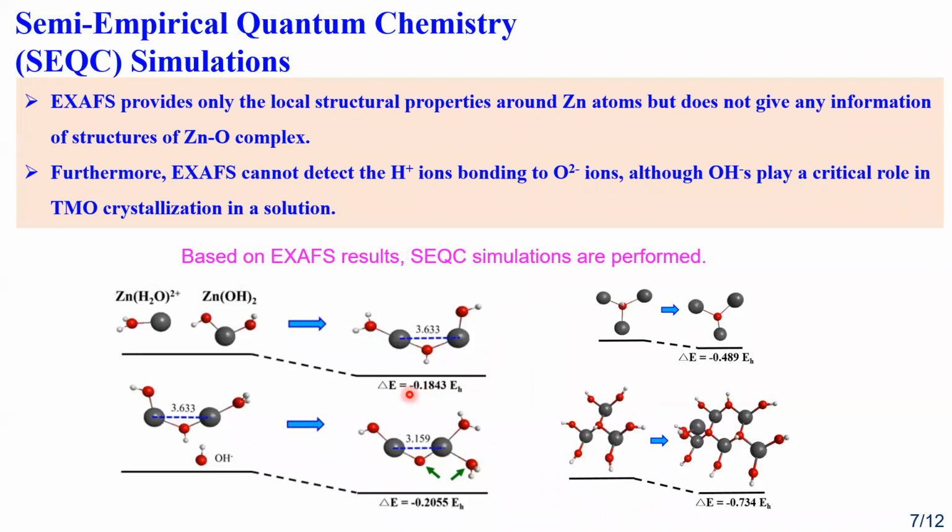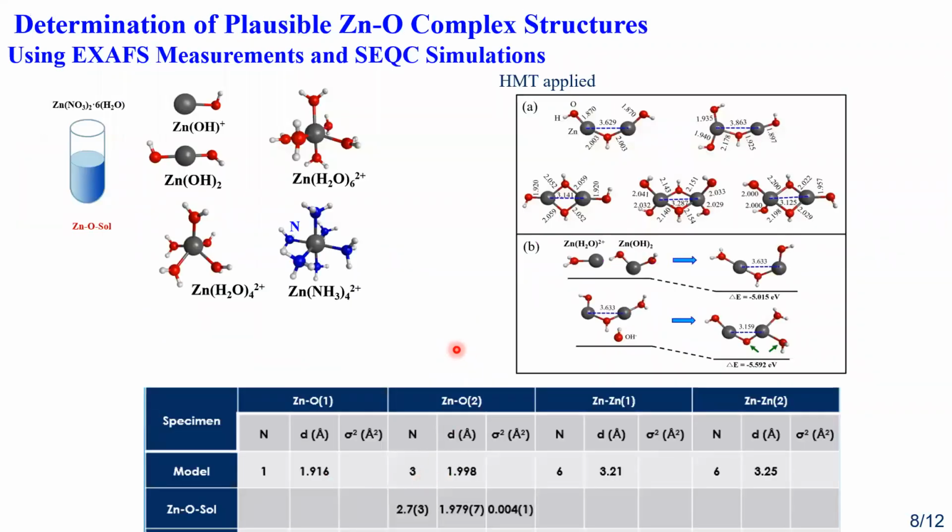This is just an example of that SEQC simulation. Zinc and oxygen molecules come together, then they bind to each other by reducing the energy and form this kind of structure. And when OH reacts with this zinc complex, it also reduces the total energy, and OH binds to the zinc atoms. Based on this simulation, we obtained the plausible structures of the zinc complex.